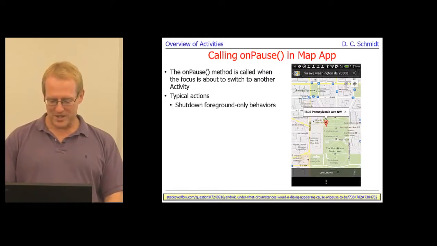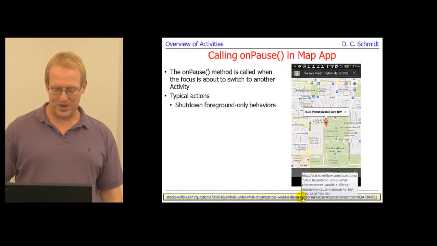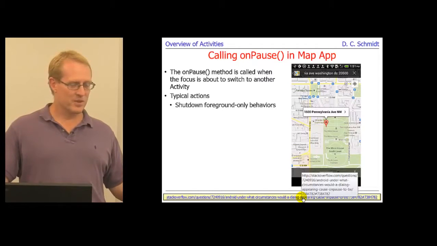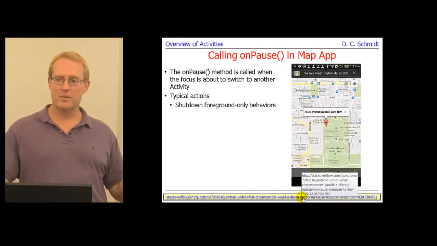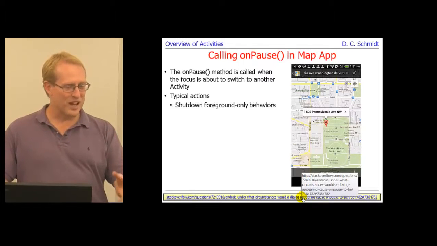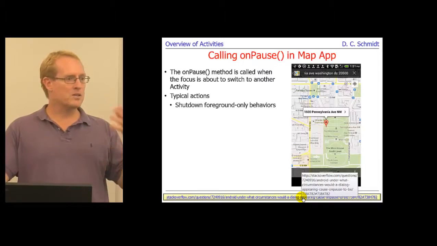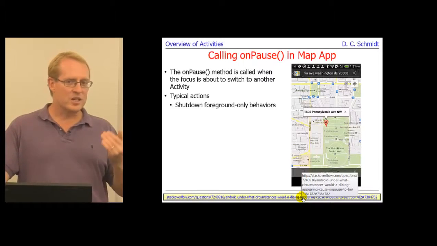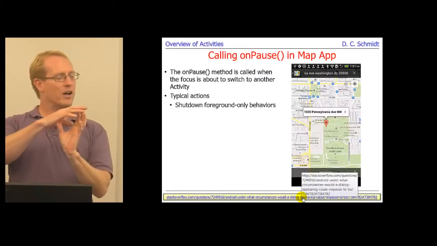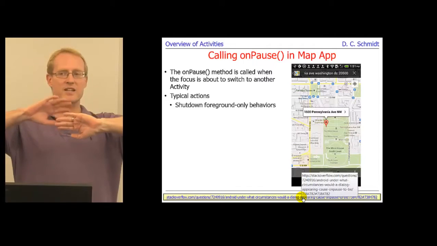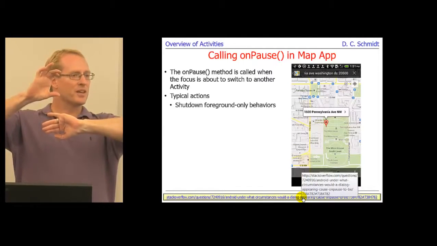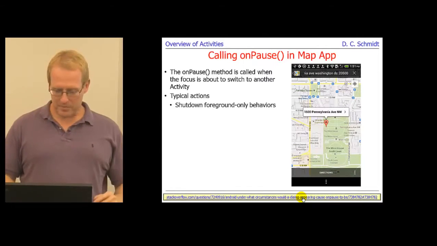If you are curious about the circumstances under which onPause is called, there's a nice link in the bottom of the slide which goes into some detail about it. And so the basic way it works is that if an activity pops up that's going to occlude all or part of the current activity in some way, the onPause method gets called. And there's a distinction made between pausing something and stopping something, because it may be the case that part of the window of the previous activity is still visible even if a new activity has started up.